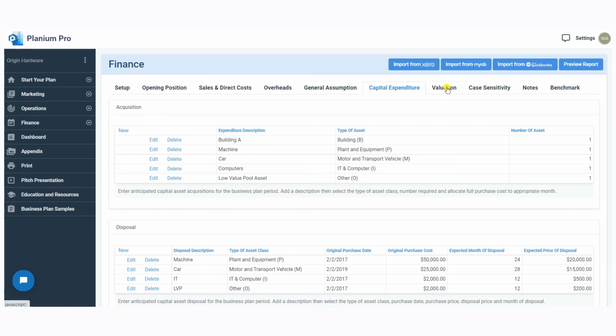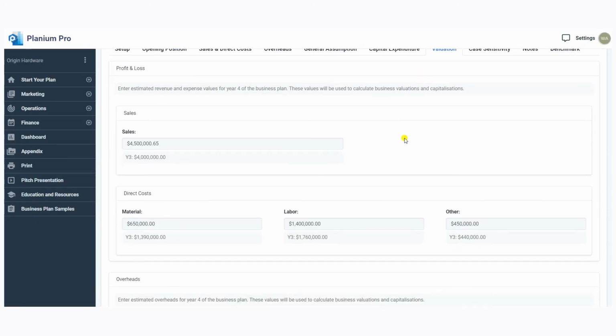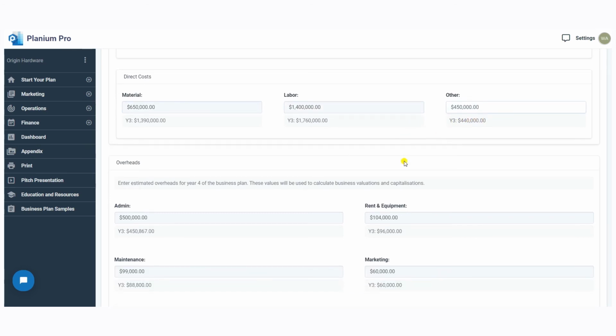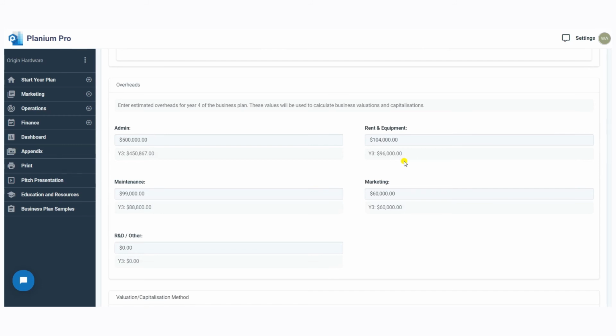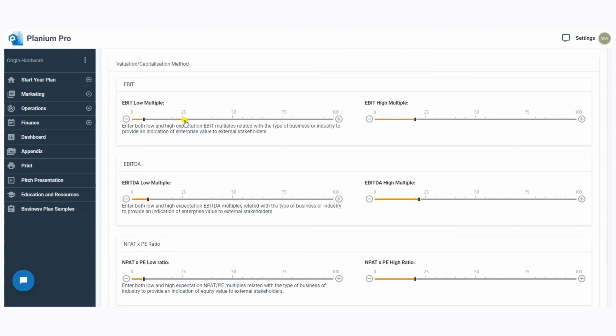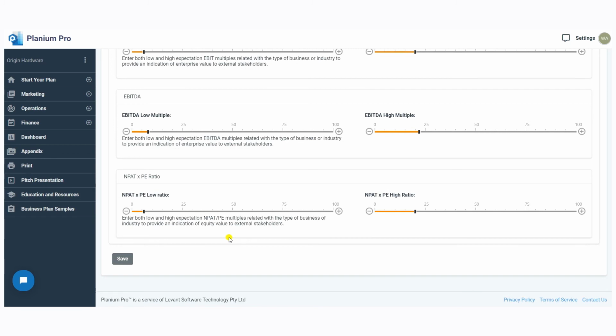When all the 3 statements are ready, we can proceed with valuation part. Here, we estimate revenue and expense values for year 4 of the business plan, and these values will be used to calculate business valuations and capitalizations. Valuation/capitalization method uses multiples such as high and low EBIT, high and low EBITDA, and high and low NPAT times PE ratio, which are easily adjusted by moving the scale.